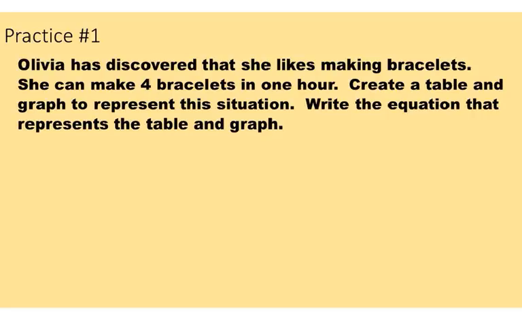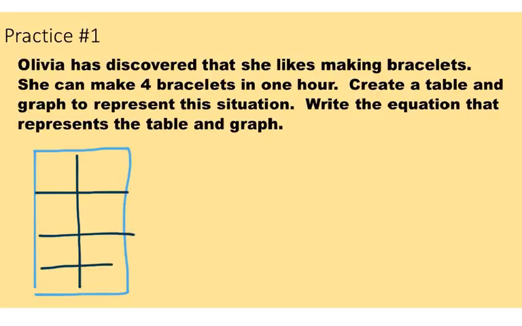Okay, so what we're going to start with here is creating a table. What we know is that Olivia can make 4 bracelets in 1 hour. Let's go ahead and put that in table form. If she makes 4 bracelets in 1 hour, so 1 hour will produce 4 bracelets. Now, let's try to remember here our input and our output. So 4 bracelets can be made in 1 hour. So what it looks like here is that the time determines the number of bracelets. So the bracelets is the dependent variable, and the independent variable is the time here.